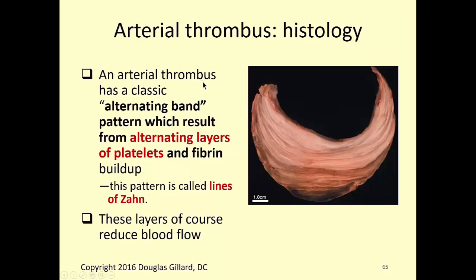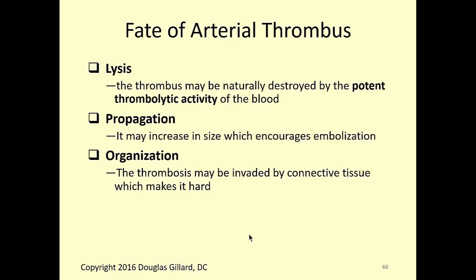Histology: an arterial thrombus, you can always tell the difference versus a venous thrombus. It has this alternating band pattern. Perhaps you studied this in histology already, there are alternating layers of platelets, fibrin, platelets, fibrin, platelets, fibrin. You can see these alternating layers here. They create these lines, and those are called the lines of Zahn. These layers, of course, will restrict blood flow and cause ischemia that way.